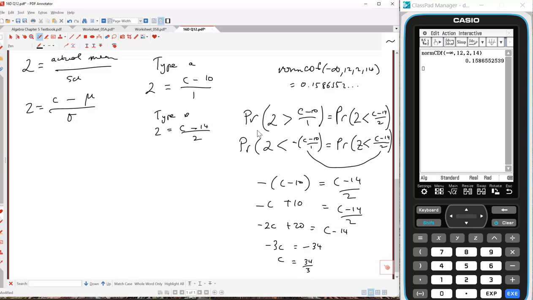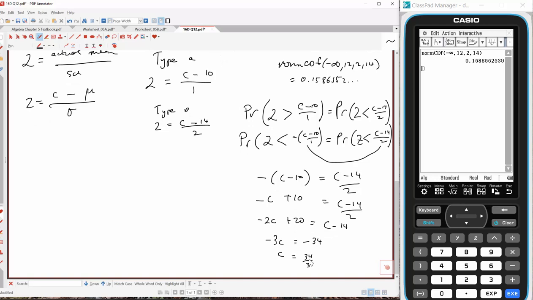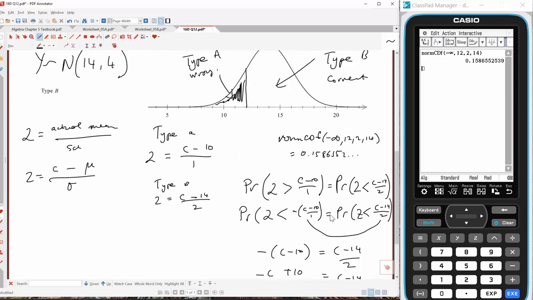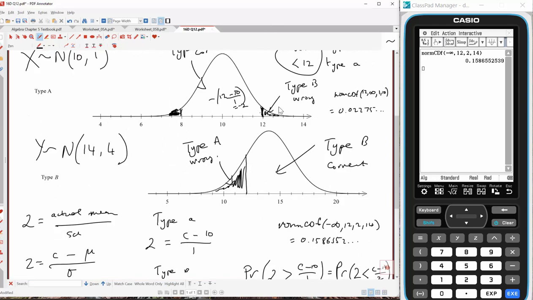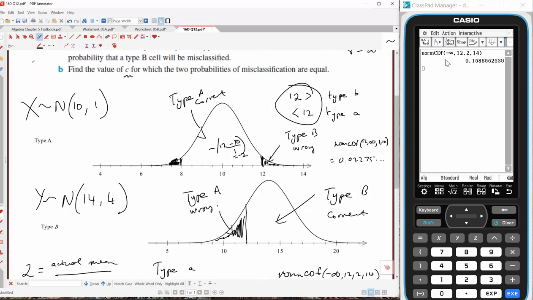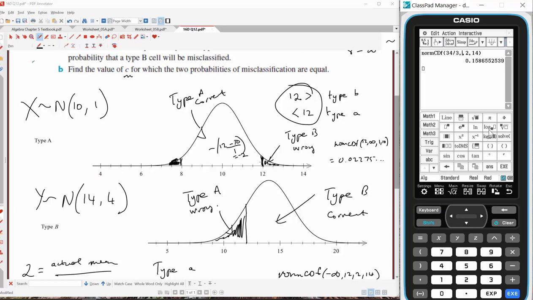So apparently what they're saying is that when C is equal to 34 on 3, what we're going to get is exactly the same chance of misclassification. Now let's try it out because I'm really curious. All right, so I'm going to put my 34 on 3 in here up to positive infinity, for this particular distribution, which has a standard deviation of 1 and a mean of 10. Now, what that's going to give me is the probability.